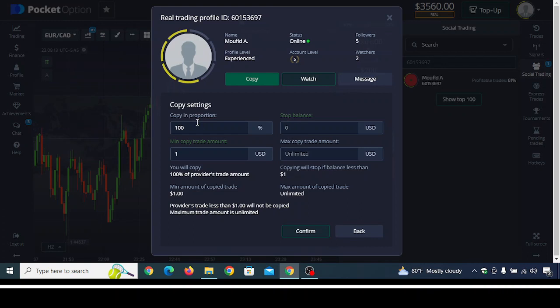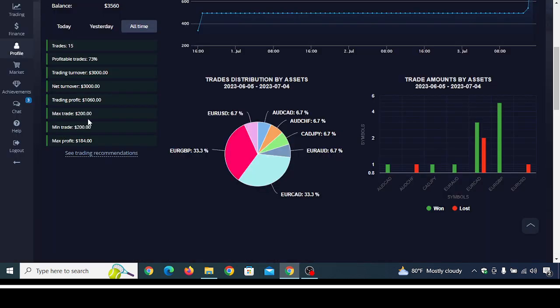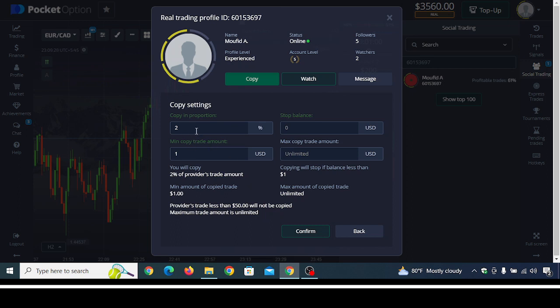But let's say you just want to test, so what you can do is copy 2%. Then when I make $200 per trade, you will be copying $4 per trade, because 2% of $200 is $4. If you want to copy 1%, that means $2 per trade. If you want to copy $20 per trade, then you can put 10% here. It is as simple as this. You can play with this.